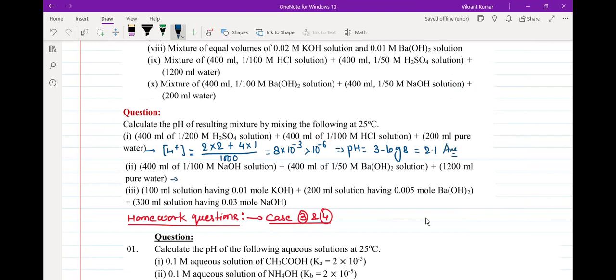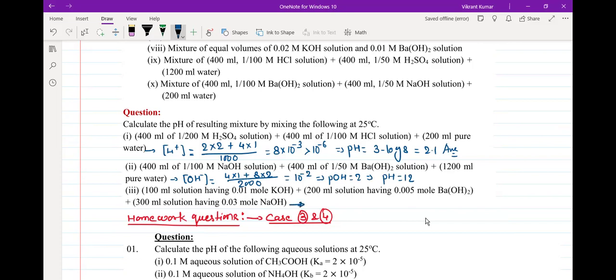वैसे यहाँ पे OH minus will be 4 into 1 plus 8 into 2, बस that much, and then divided by this total volume is 2000 ml. 16 plus 4, ये तो हो ही गया, 10 raised to minus 2. So POH will be 2, and that's why pH will be 12.